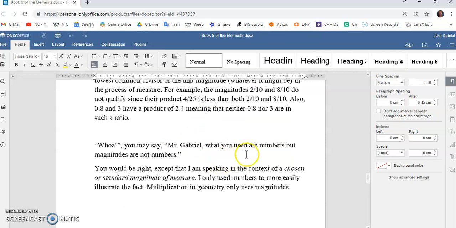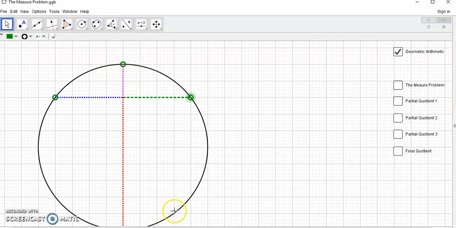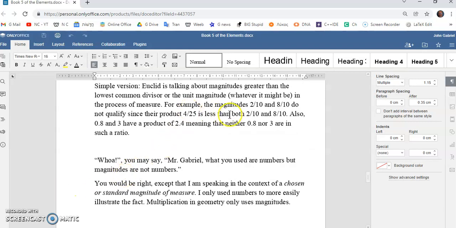Whoa, you may say, Mr. Gabriel, what you used are numbers, but magnitudes are not numbers. You'd be dead right. But I used that instead of coming back here and showing you in this context, that in terms of a chosen or a standard magnitude of measure, that's what it means. Okay, so all I've done here is I've assumed the abstract unit 1 in this example.